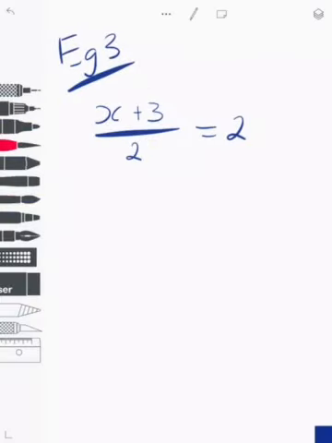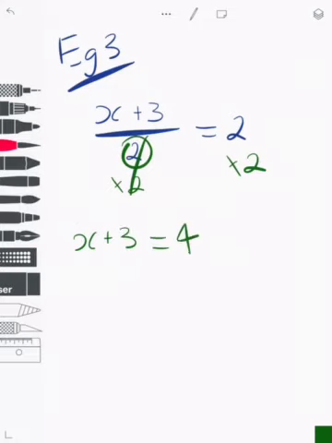Example 3 says x plus 3 over 2 equals 2. Now here, in order for me to touch that x or be able to do anything with that x, I need to get rid of the denominator first. And the denominator there is the 2, this 2 down here. So I can see that that's divided by 2. I can't touch the x plus 3 until I get rid of that 2. So the opposite of divided by 2 is to multiply by 2. Whatever I do on one side, I must do on the other. That cancels that out. And now I'm left with x plus 3 equals 2 times 2, which is 4. That's our first step. See how the 2 cancelled out?